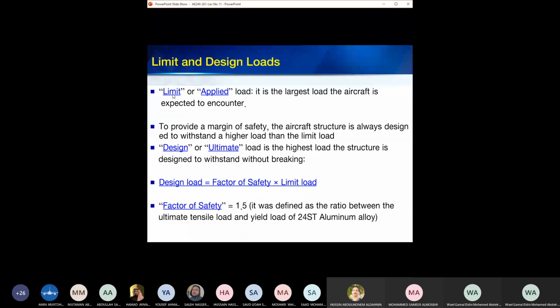Think of the area between the limit and the design loads just like the area between the yield stress and the ultimate stress in materials. You will have permanent deformation. You will have plasticity, right? But you will not have complete failure. Complete failure will occur whenever we reach the ultimate value. So that's why it's important to define the load factor.